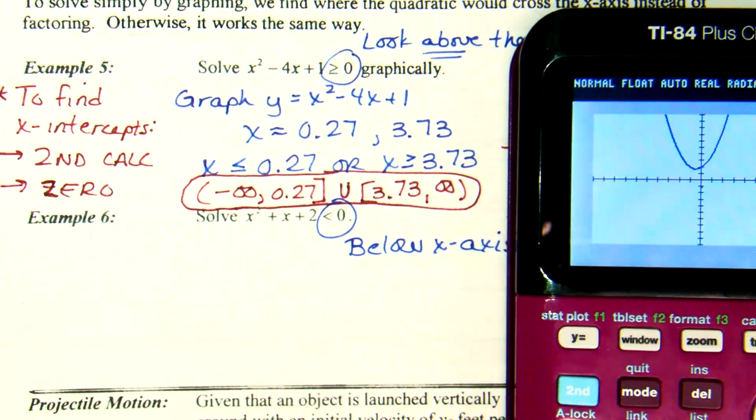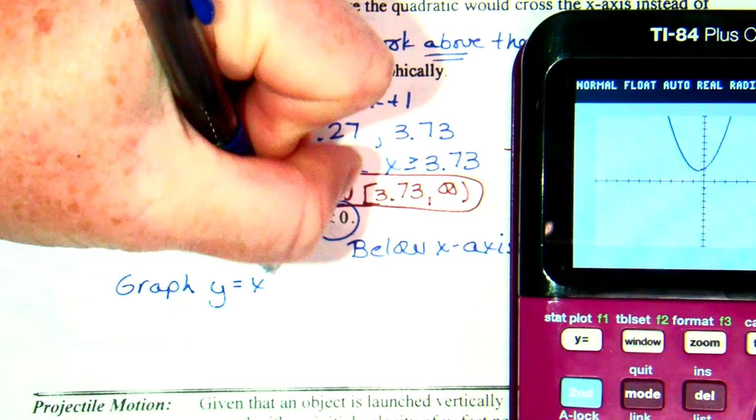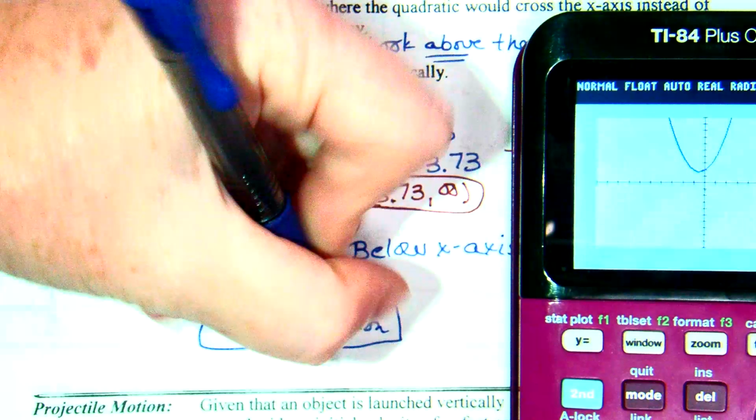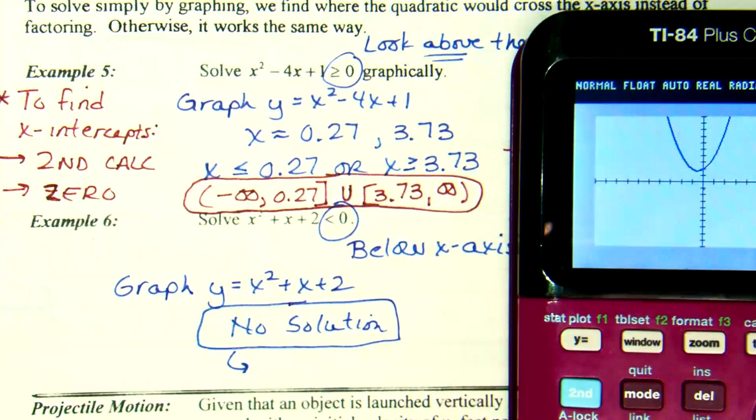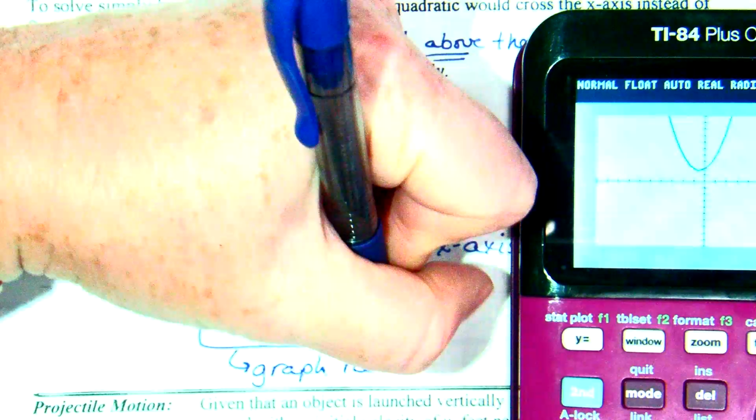That's what I thought. Okay, so what I real quick did here is I graphed y equals x squared plus x plus 2. And I'm going to say no solution. Why was there no solution? Yeah, well, it's not because there's no zeros. Because if we were looking for greater than, it'd be all real numbers, because everything is above the x-axis. But here, nothing was below the x-axis, so this is because the graph never goes below the x-axis.